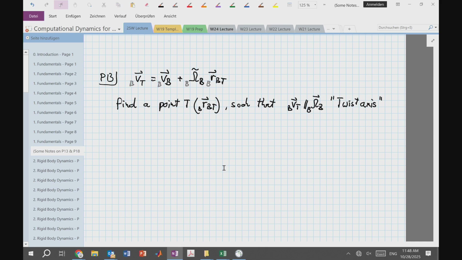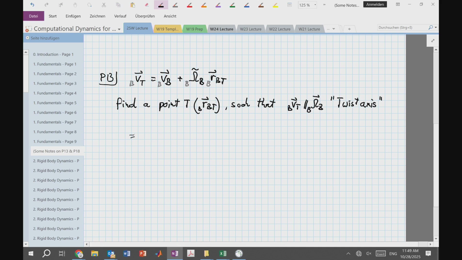Then problem 13. And here we're looking for the twist axis. So I was trying to find a point t, given through some vector rbt, such that the velocity of that point t is parallel to omega b. And all of these are assumed to be body fixed points. In other words, I'm trying to find the twist axis. It's something I think we do in exercise 3, where we then try to visualize a twist axis. So this is actually something that everyone needs to do at some point to be able to do the exercises.